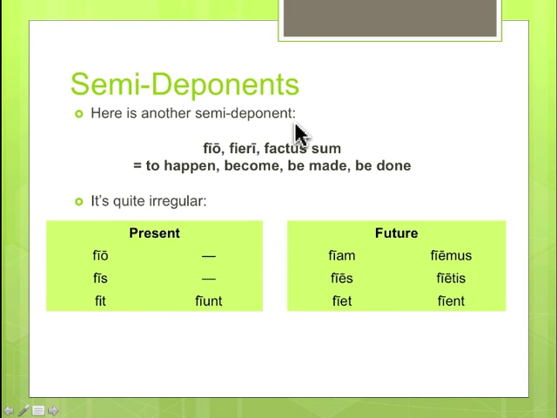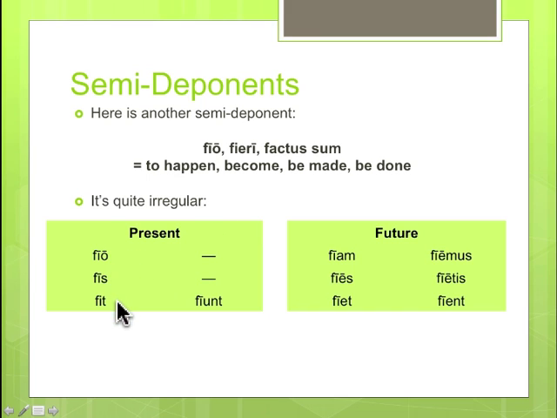Here's another semi-deponent, in fact a super important one, the verb fio, fieri, factus sum. If you know the expression fiat lux, which means let there be light, it comes from this verb. This is a common verb, and it means to happen, to become, to be made, to be done. It's quite irregular. First off, you might note that it tends to have long i's before other vowels. I think I've told you in this class that it's very rare in Latin for a vowel before another vowel to be long.